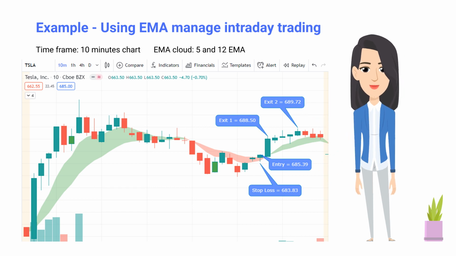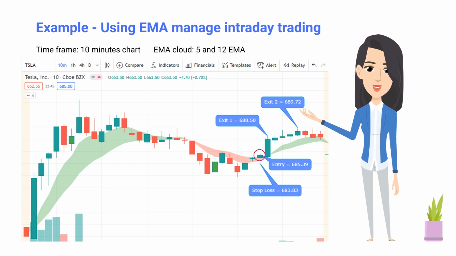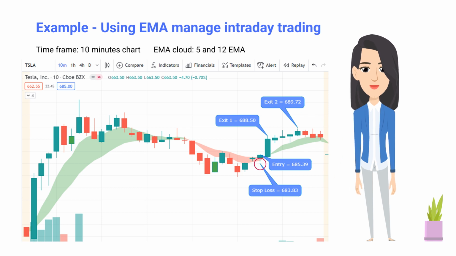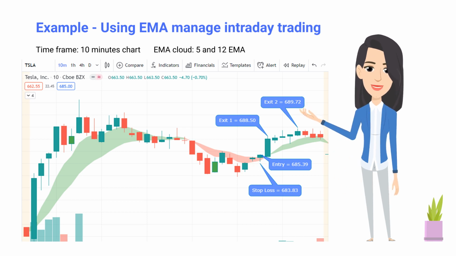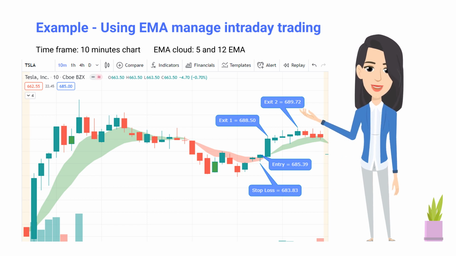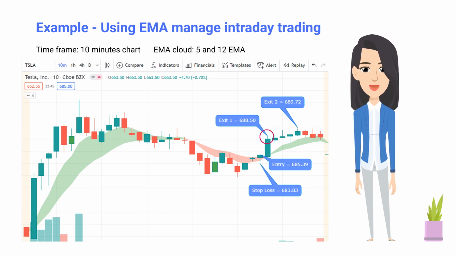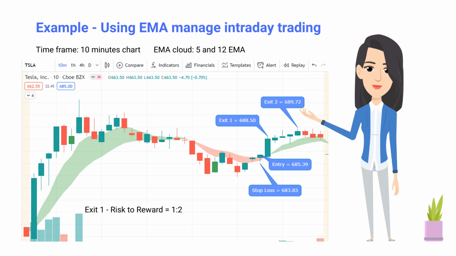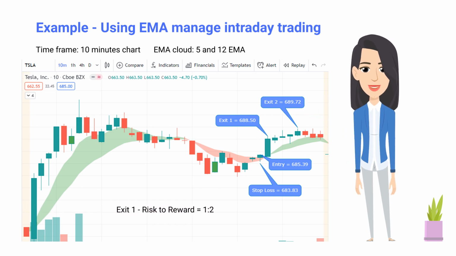$685.39, and set your stop loss just below the EMA Cloud, which is at $683.83. If you ride the next candle up, when the stock reached $688.50, this trade would give you a risk to reward ratio of 1:2 in about 10 minutes.